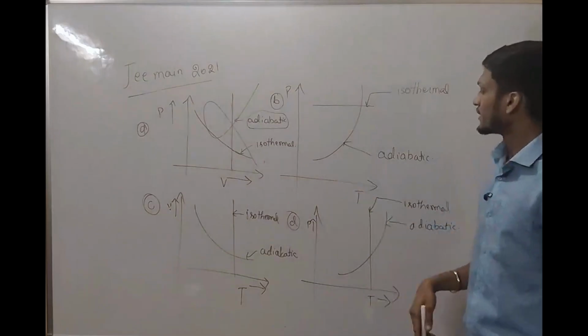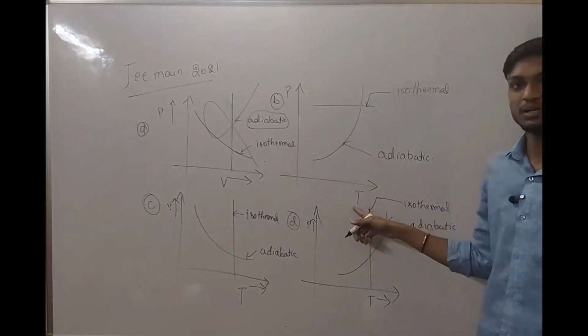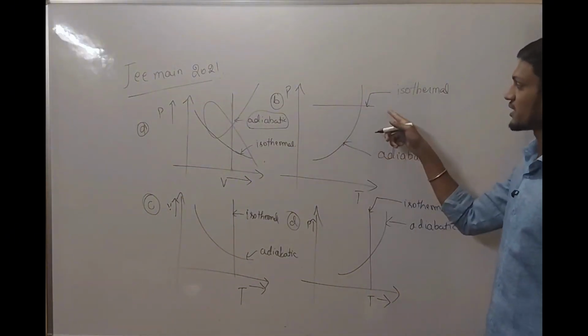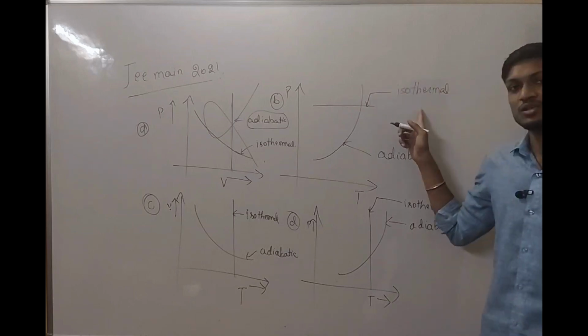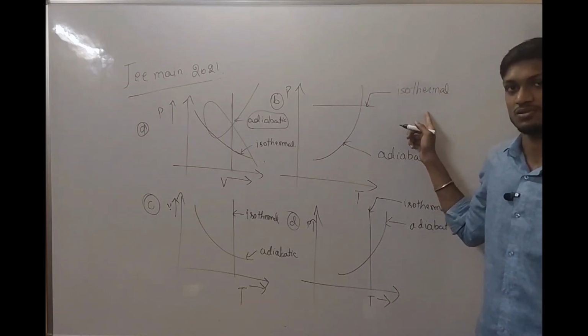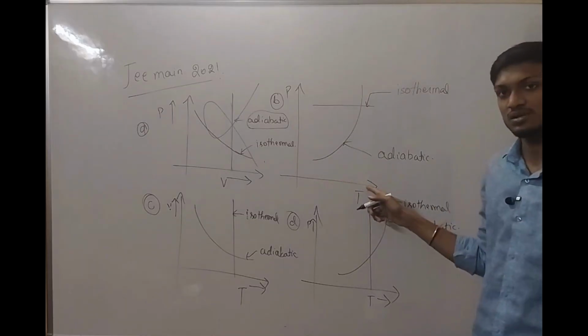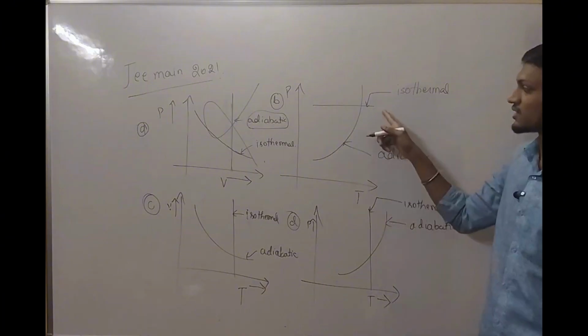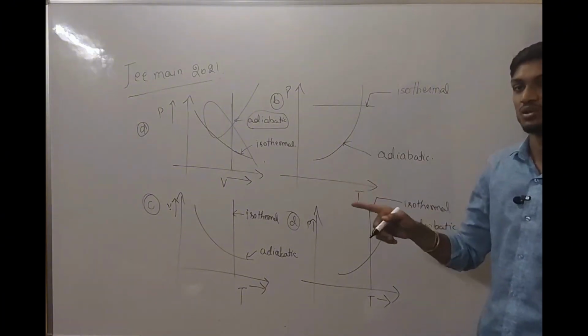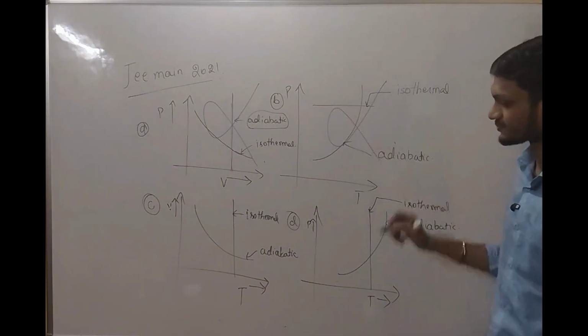Second, this is again a PT graph where this line represents an isothermal process. An isothermal process is a process where temperature is constant. Definitely, this line is moving forward and temperature is also increasing along with this line. This line cannot represent an isothermal process. This is again a wrong graph.